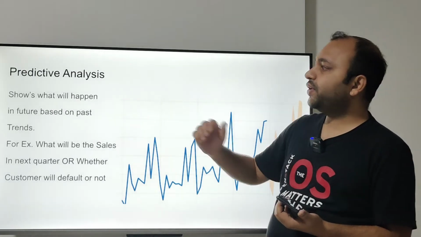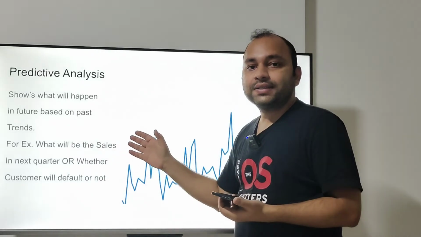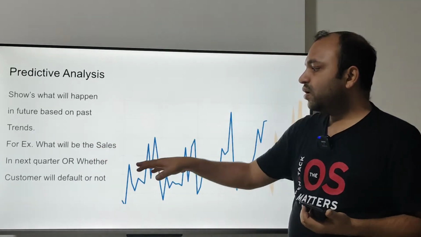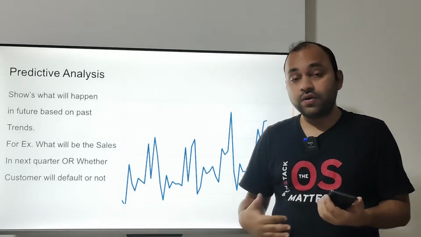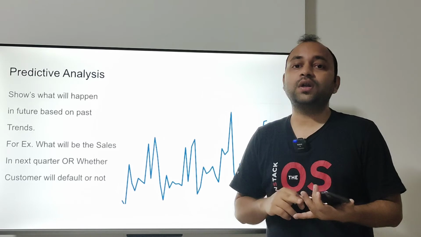So this is what I have written: showing what will happen in the future based on past trends. For example, what will be the sales in the next quarter, or whether a customer will default or not. Another very important use case is, let's say, for credit cards or loan companies.